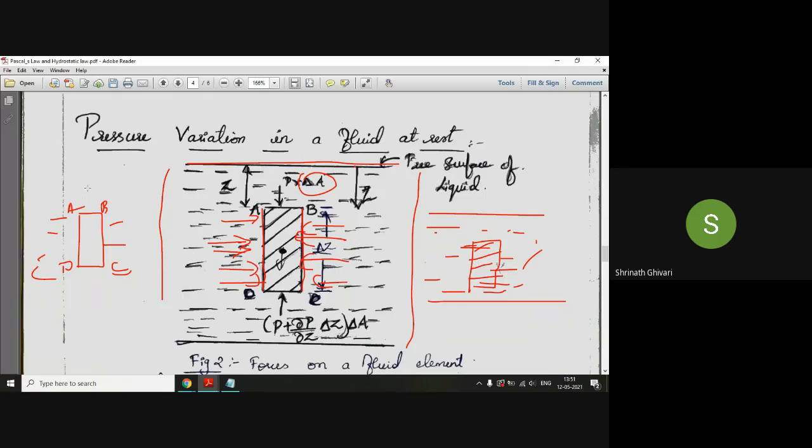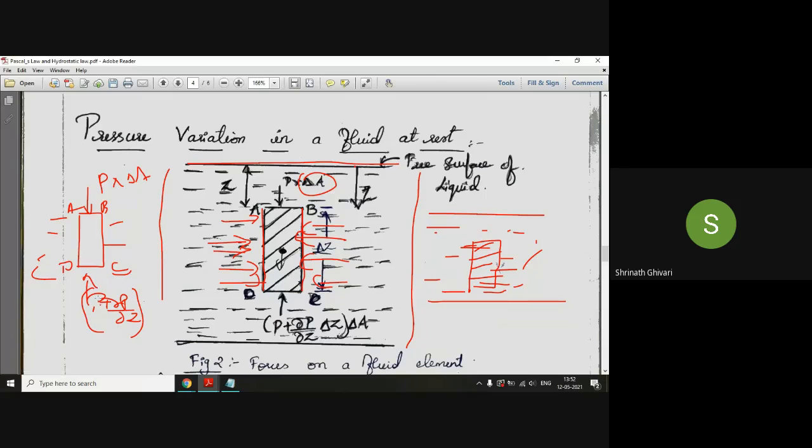Now which pressure is acting on this? This is the pressure force, P into delta A. Why delta A? Because the area on which it is acting is delta A. Now, what is the pressure force acting at the bottom? P plus dou P by dou Z. Why? Is there an increase in pressure or decrease in pressure here? Increase in pressure. Why? Because it is at depth. At this point, the pressure will be more.